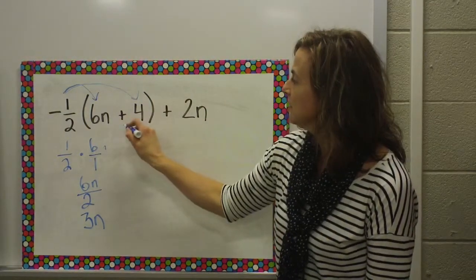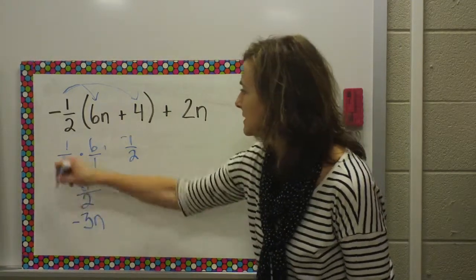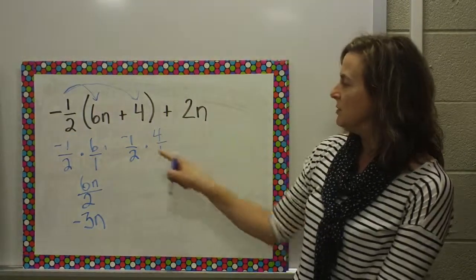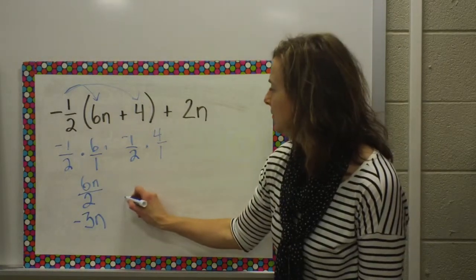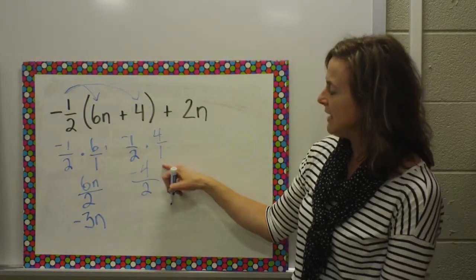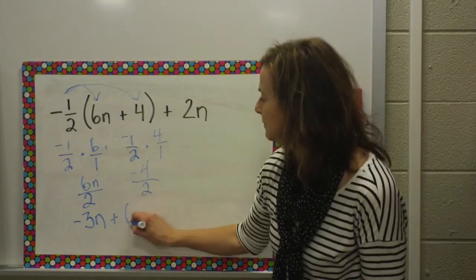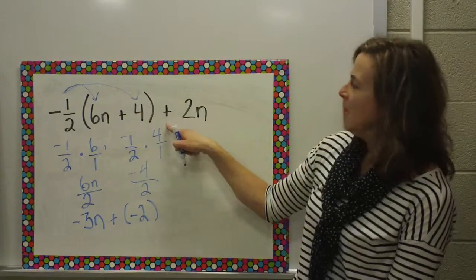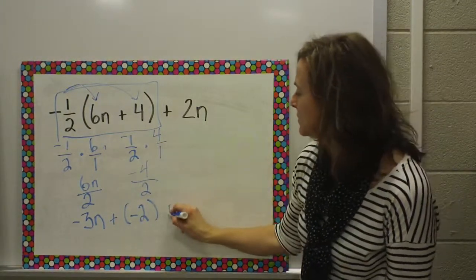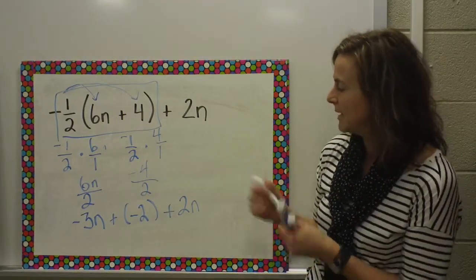Then I distribute the 1/2. Oh, and this is negative, because it's a negative 1/2. Negative 1/2 times 4. So negative 1 times 4 is a negative 4. 2 times 1 is 2. Simplified, negative 4 divided by 2 is a negative 2. So, and a negative 2. I've now distributed this section of my expression, but I have this and 2n left, so I'm going to bring that down. And 2n. Now I'm going to use my different colors to combine my like terms.